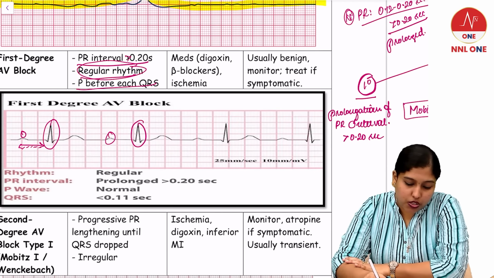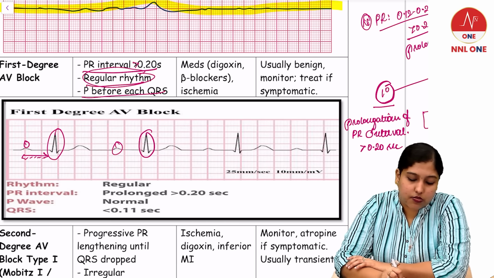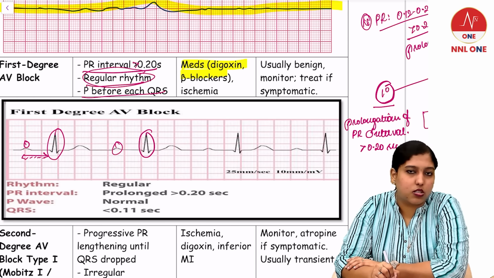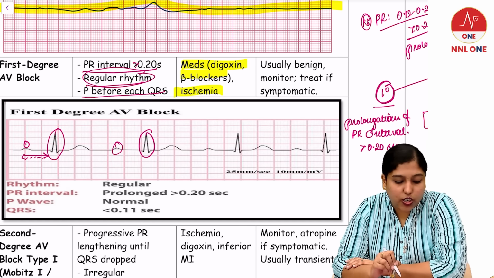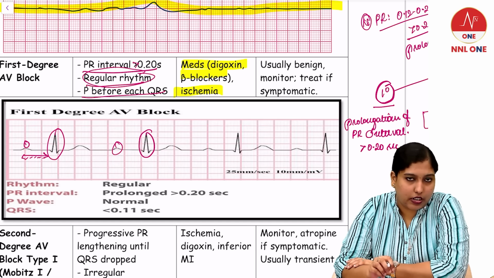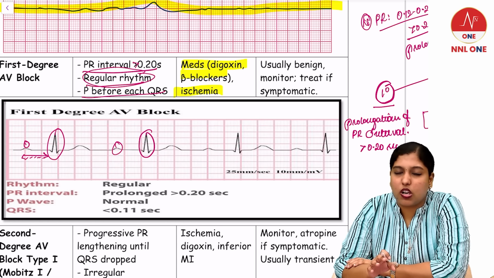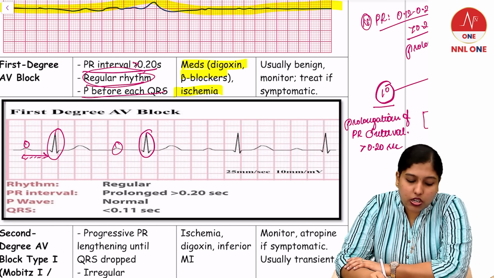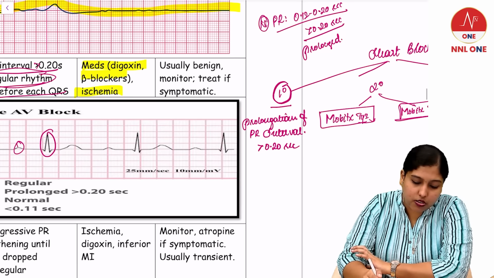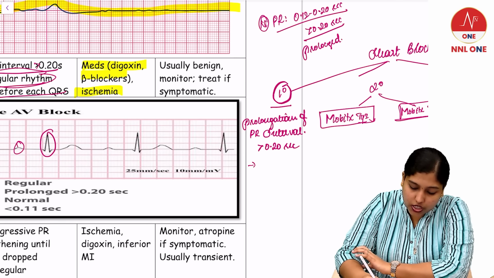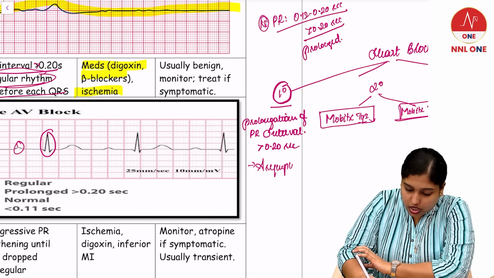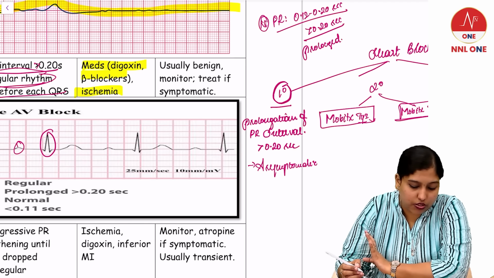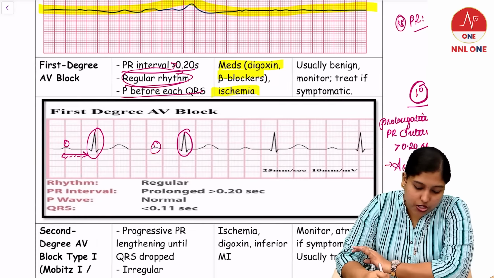Next, what are the causes of first degree heart block? First is when the patient is getting digoxin. The ultimate action of digoxin and beta blockers is to block the AV node, and any kind of ischemia also causes bradycardia. So first degree heart block is caused by digoxin, beta blockers, and ischemia to the structure. Usually first degree heart block is asymptomatic, so we only do observation and monitoring.